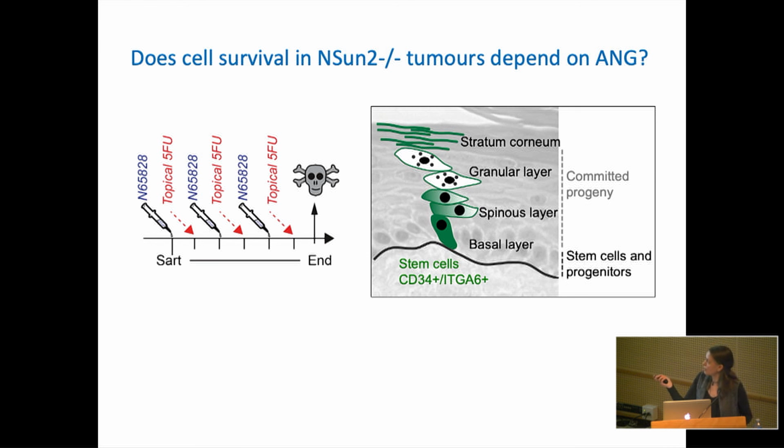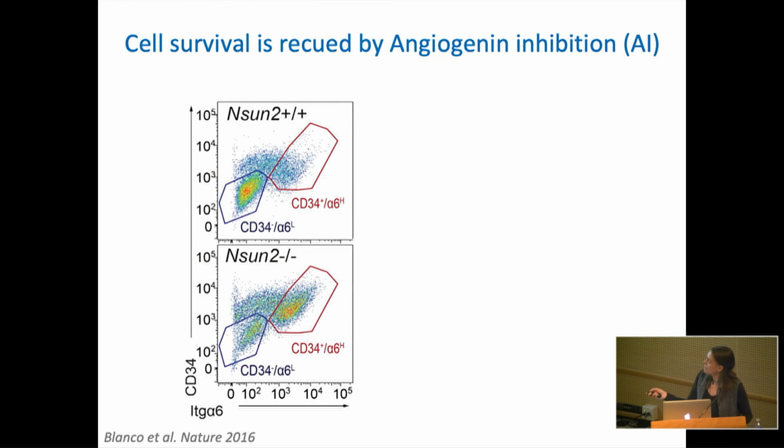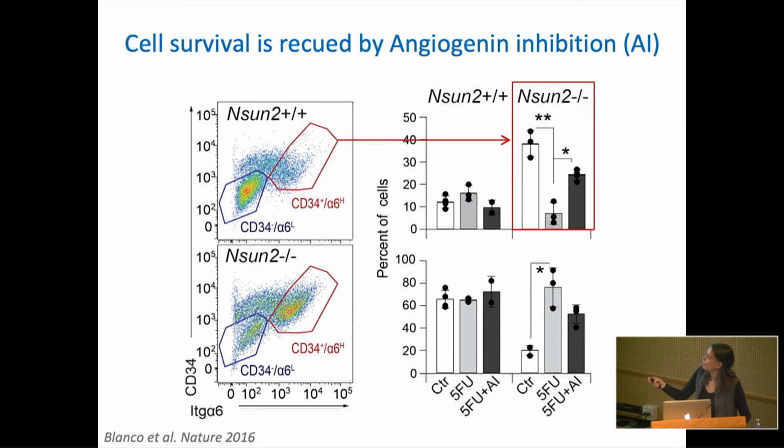If you remember, they are positive for CD34 and interleukin alpha-6, so we just isolated these cells and were measuring whether we have a difference. So this is, again, how the FACS looks like. The population we are talking about is here, the marker-positive one.